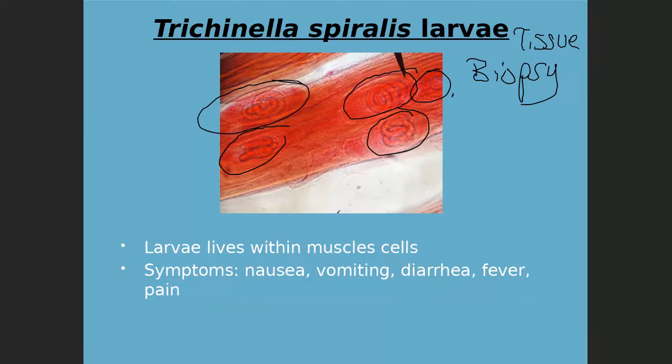I always say this because it may help you remember. Notice how they look like pigtails in tissue. These are the ones that you get from eating undercooked pork meat. They look like pigtails in your muscle, and they came from pork meat usually.